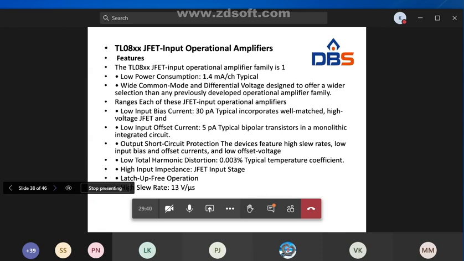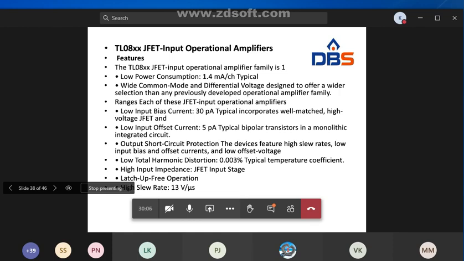So it is a TL081 JFET input operational amplifier. Let me see the features of this JFET op-amp. The features of JFET op-amp: it has low power consumption, the typical value is 1.4. The power consumption is low.